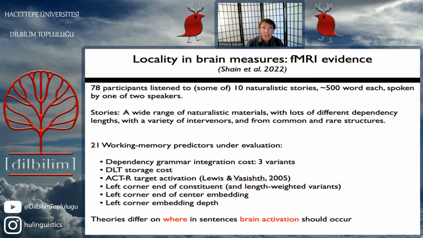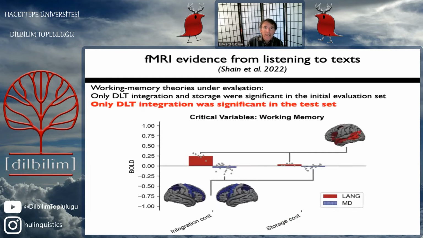Cory Shain looked at many different measures of working memory predictors in the activation while people were listening to these stories. He also looked at where in the sentences the brain activation could occur, and where in the brain these things might occur. This is out of Ev Fedorenko's lab, and she always has people do a language localizer first.